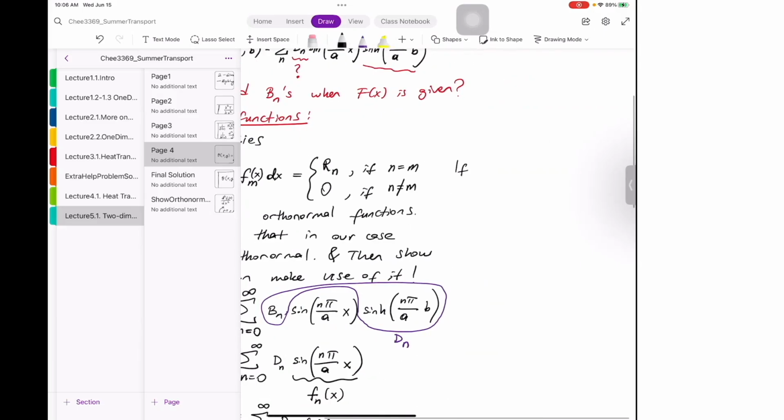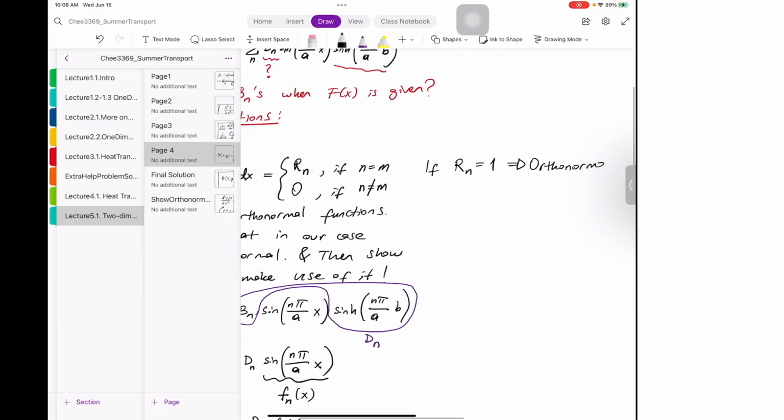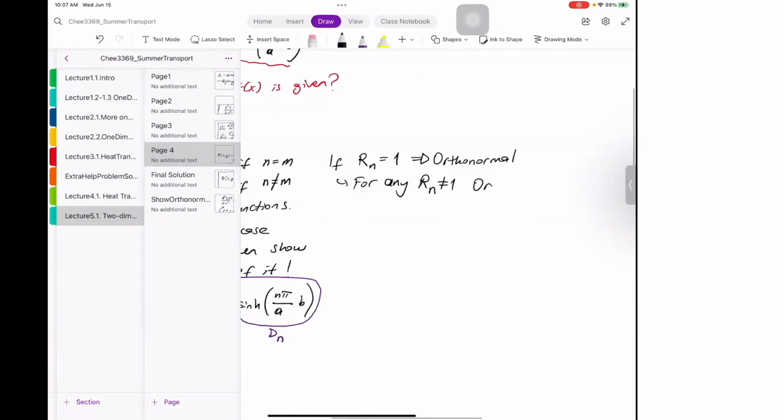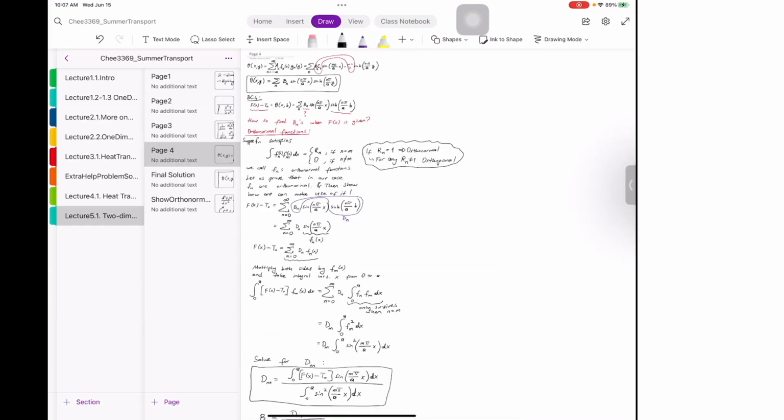If R_n is 1, it's called orthonormal. Normal means normalized, so it's giving actually 1. For any R_n other than 1, we call them generally orthogonal. So that's the difference between the orthonormal and the orthogonal. Okay, good. So that's a side note I wanted to make. Okay, good. So far, so good.